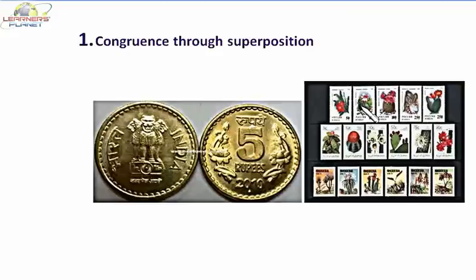That means these two coins and all of these two coins are congruent to each other and all of these stems are congruent to each other. That means we can say the method of examining congruency by placing one object on the other is congruency through superposition. Okay.